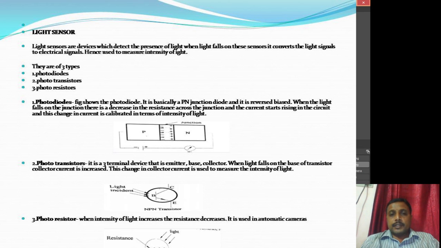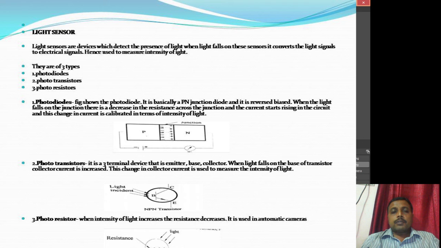As you can see in the sketch, there are three terminals, E, B and C. So as soon as the light is incident on the base, the collector current tends to increase, as a result of which it is a measure of intensity of light.